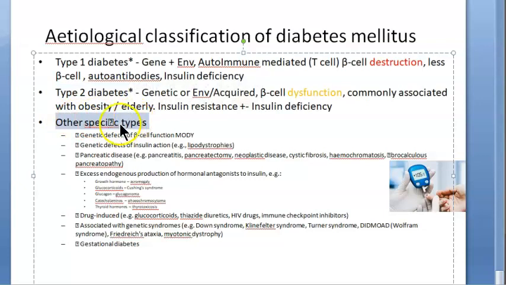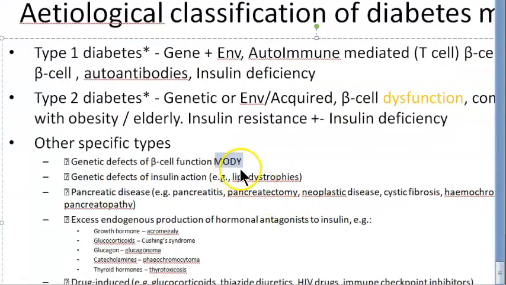And then you have other specific types of diabetes mellitus. In this you will come to MODY, that is maturity onset diabetes of the young. MODY is not type 1 or type 2, okay? So we will come to that. Then you have defects in insulin action. So insulin is there, it's not able to act, so that is a separate thing, again genetic.